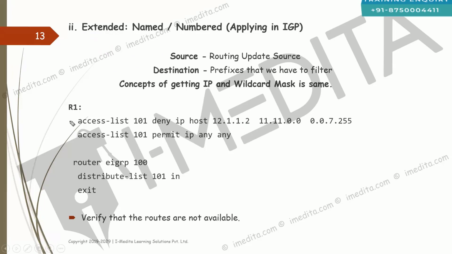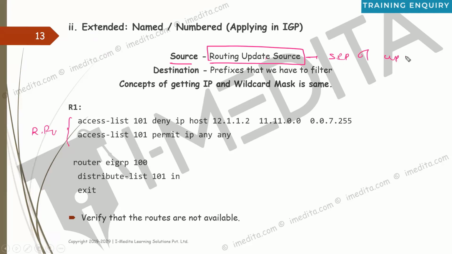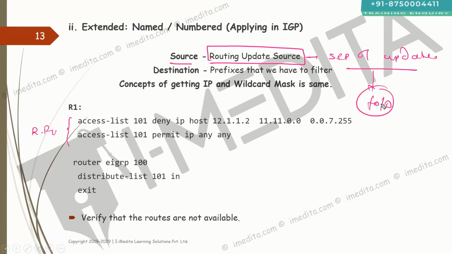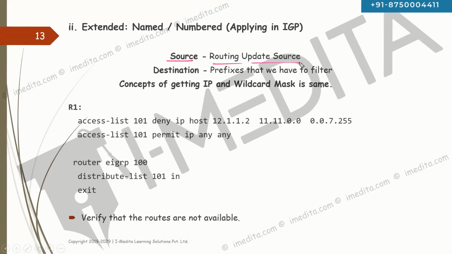So while creating the extended access control list to perform the route filtering, in the source, we match from where we are receiving the update. Routing update source means source IP, the source IP of the update message. Earlier, we were doing that by mentioning the interface. We no longer need to mention the interface now because we can specify it directly there. So in the source, we need to match the routing update source, and in the destination, we need to match the prefixes that we want to filter.